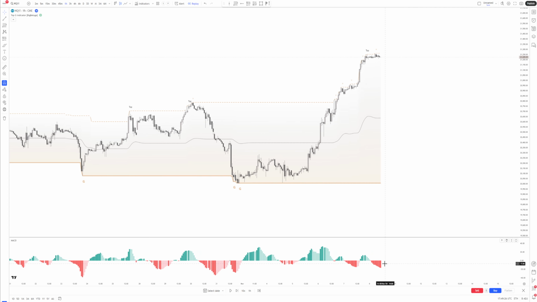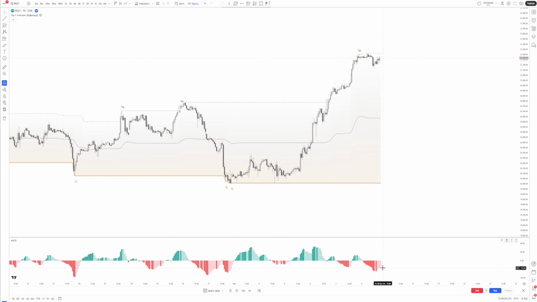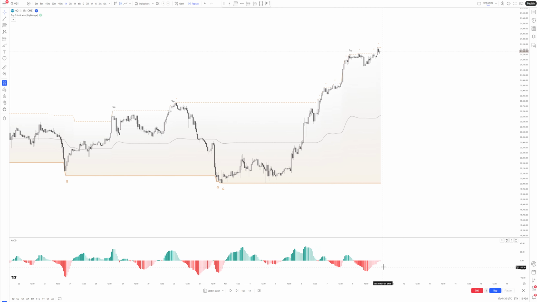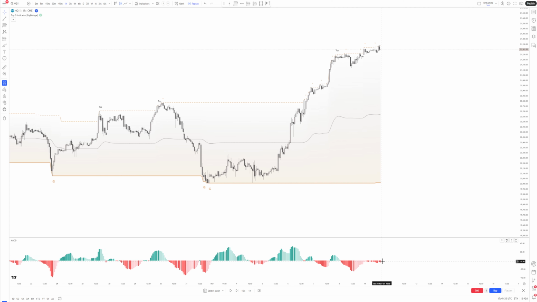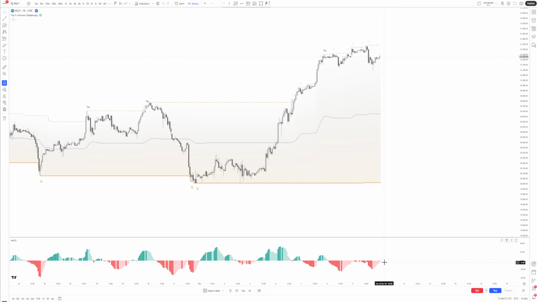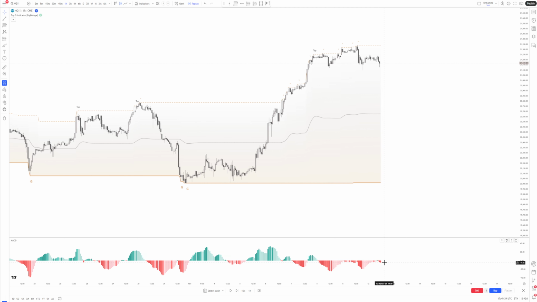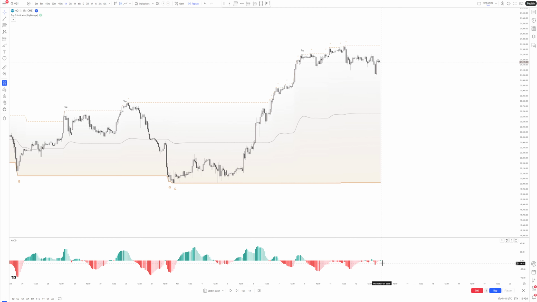Okay, this comes up now, nothing yet. You can see we haven't had it pop up yet. No divergence, no trade. Okay, nothing as of yet.